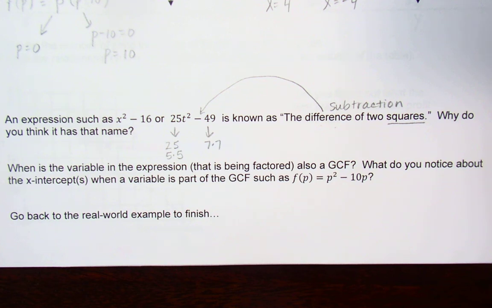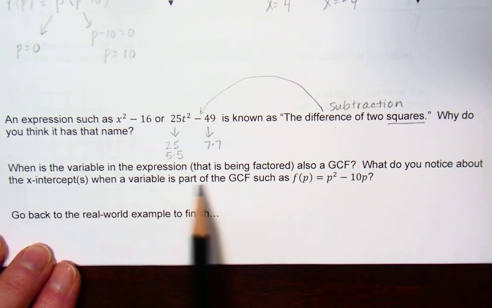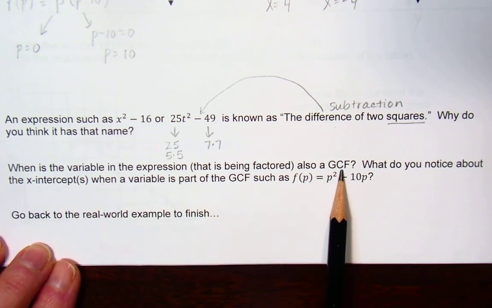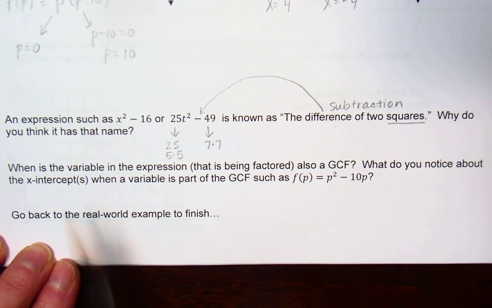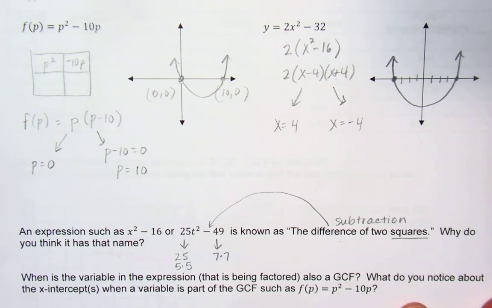We're finishing up the very last part of our lesson on factoring binomials. The last question on this paper says, when is the variable in the expression that is being factored also a greatest common factor? And what do you notice about the x-intercepts when the variable is part of the GCF, such as this? This equation is exactly the same as this equation here, that last example.